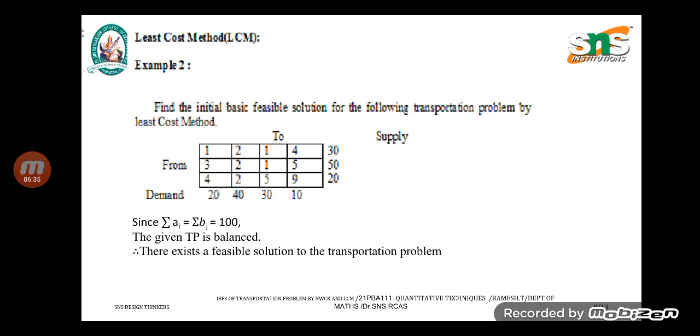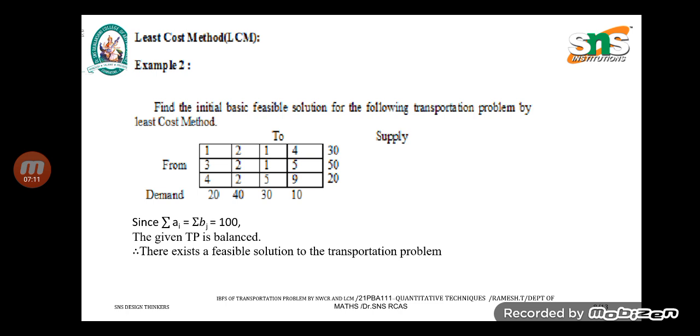Next we find the initial transportation cost, or initial basic feasible solution, using the least cost method. Here the problem is given, the supplies and demands. First we check whether the total supply and demand are equal or not. So total supply is 100, demand is also 100, therefore the given problem is balanced. If it is balanced, a basic feasible solution exists. Now we find that solution using the least cost method.